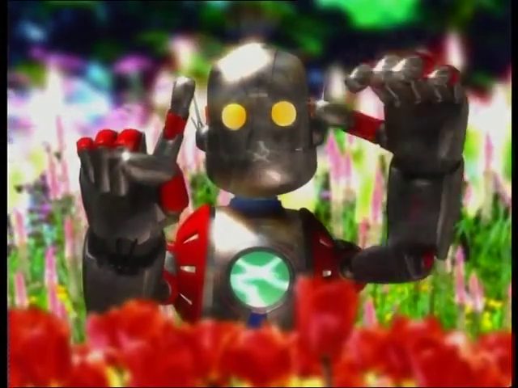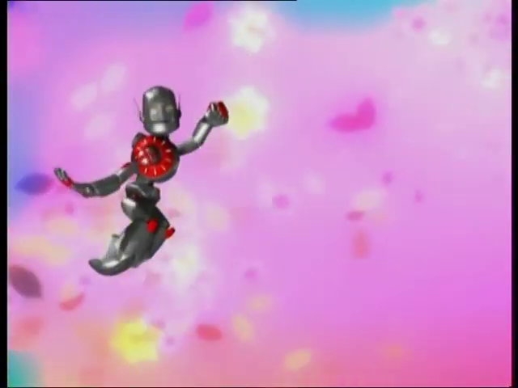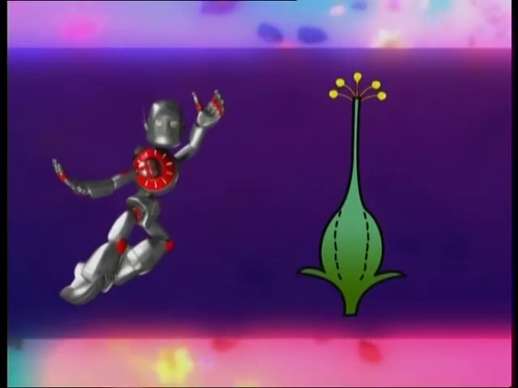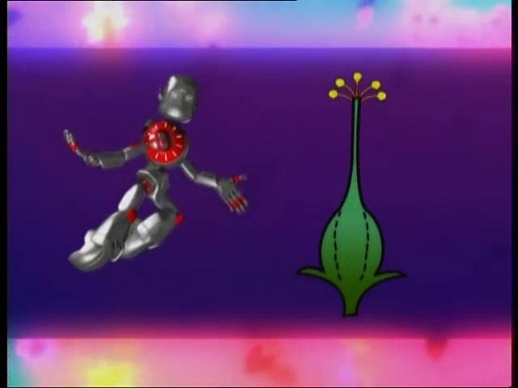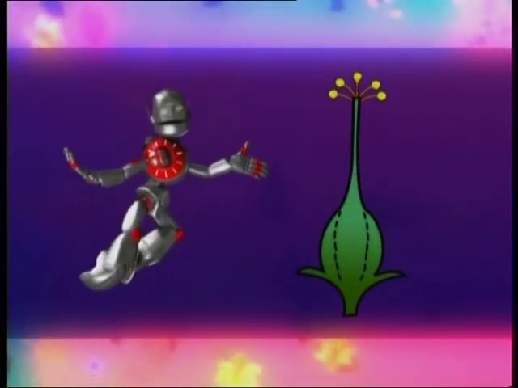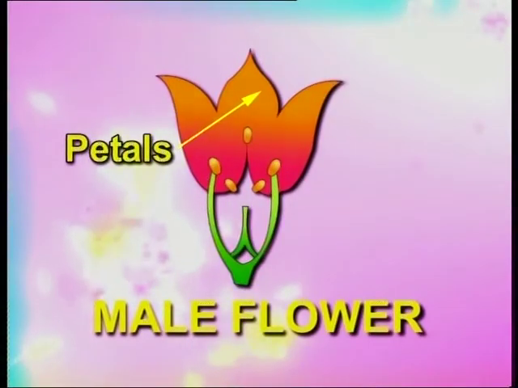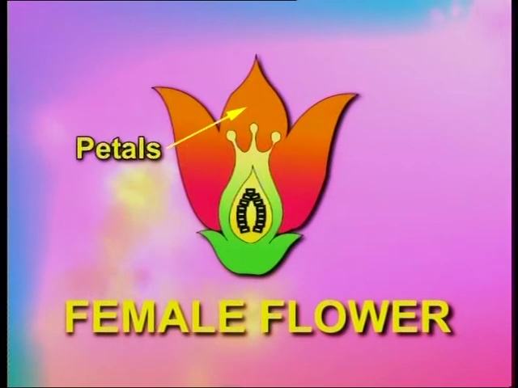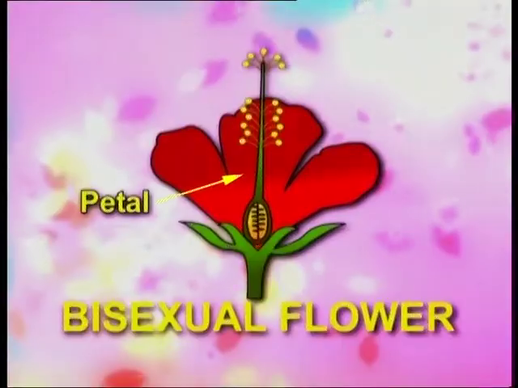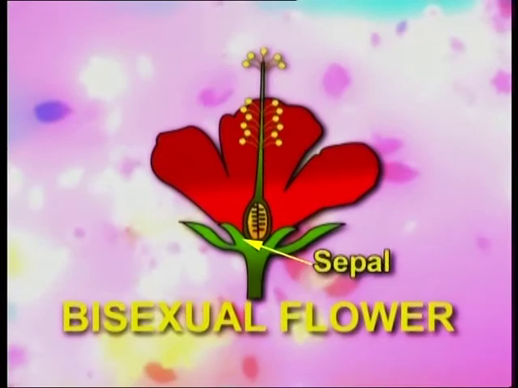A flower is made up of 6 parts. The pistil is the female part of the plant that consists of the ovary, the style, and the stigma, while the stamen, the male part of the plant, is made up of the anther and the filament. We have also learned that unisexual flowers are flowers that have either the stamen or the pistil, and bisexual flowers that have both the pistil and the stamen.